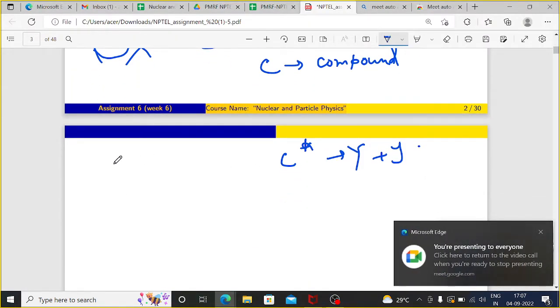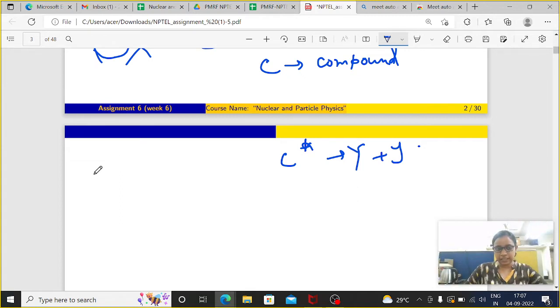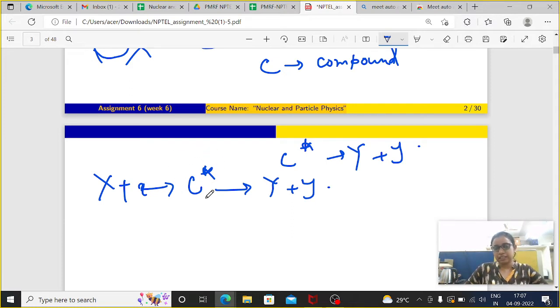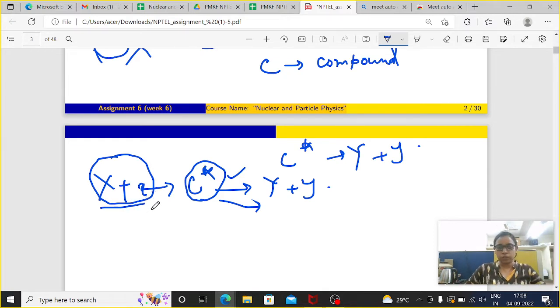So what is basically the independence hypothesis? It is like this. We have capital X plus small x going to C star, which will then decay to capital Y and small y. The independence hypothesis says that the decay of C star to capital Y and small y is totally independent of how it was formed from capital X and small x. After formation of C star, it totally forgets in which process it was formed. It does not remember in which state it was, capital X and small x. It totally forgets about these things, and it will decay to capital Y and small y independently of how C star was formed. This is known as the independence hypothesis.